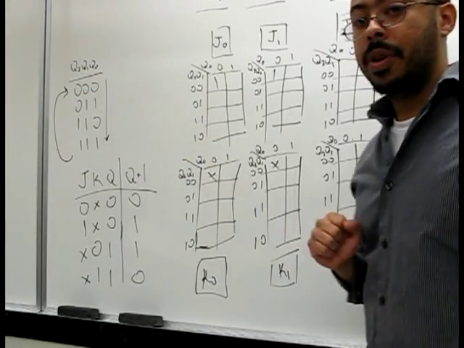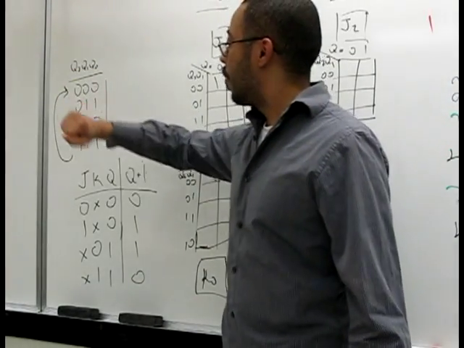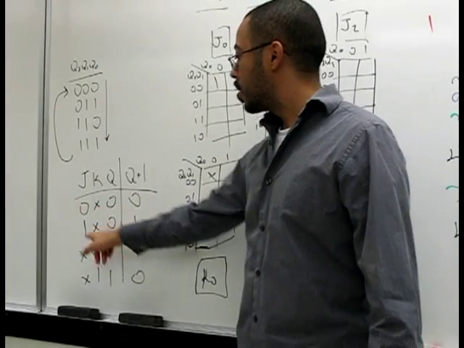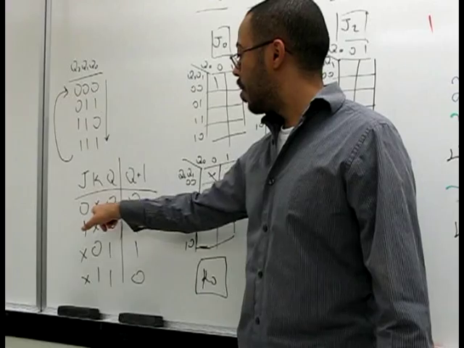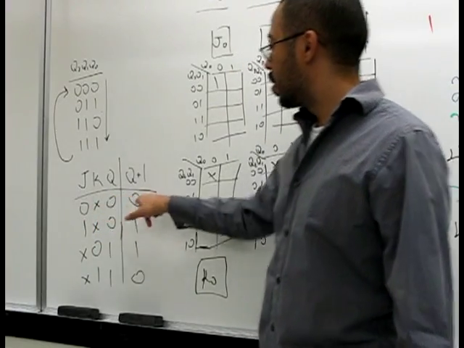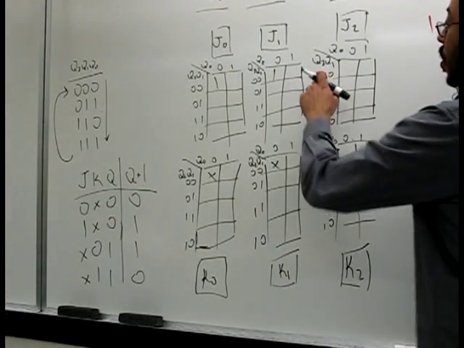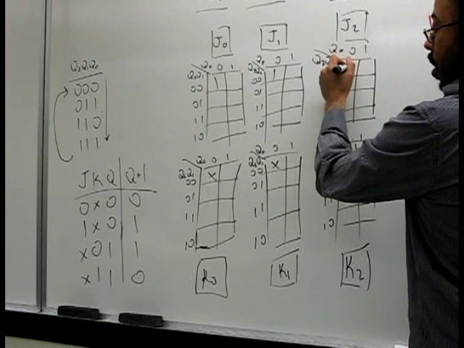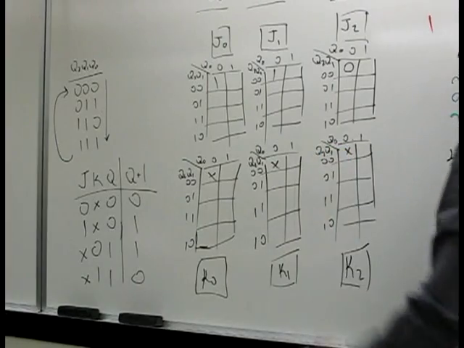Q2 is a little different. Q2 is a 0 before. It's going to be a 0 after the pulse. What transition will get us there? J is 0. K doesn't matter. Q was 0. It will stay as 0. So for 0, 0, 0, J is 0. K doesn't matter.